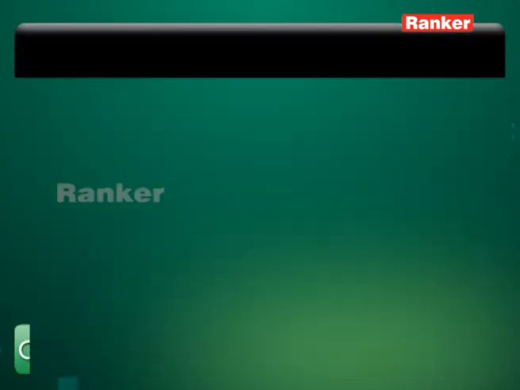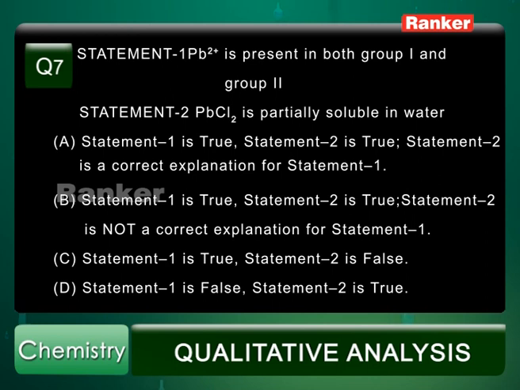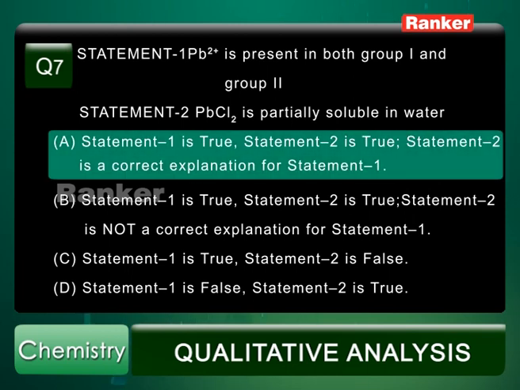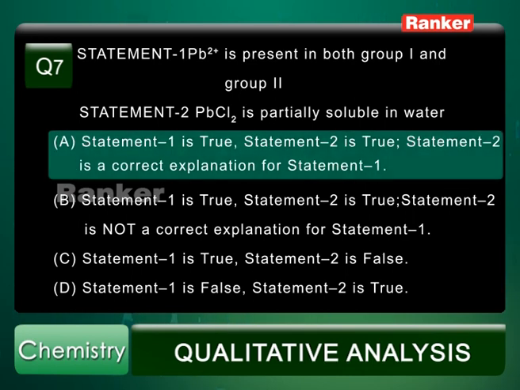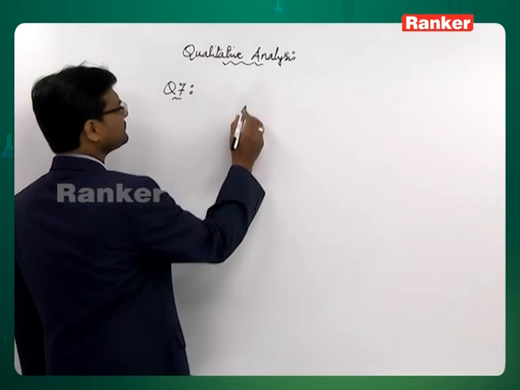Question number 7. Pb2+ is present in both group 1 and group 2. PbCl2 is partially soluble in water, that is statement 2. PbCl2 is partially soluble in water. Yes, this is a fact. So, the correct answer is A option, that is statement 1 is true and statement 2 is also true, and it is a correct explanation for statement 1. I will explain you the reason.